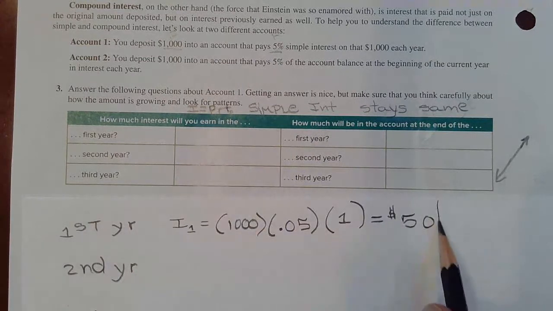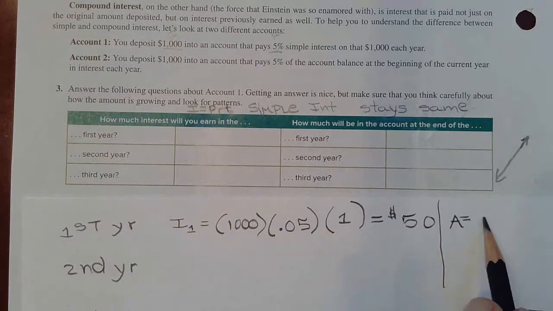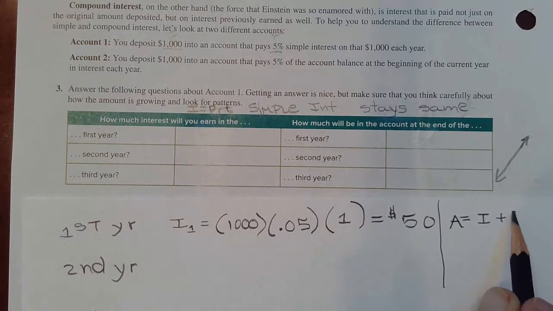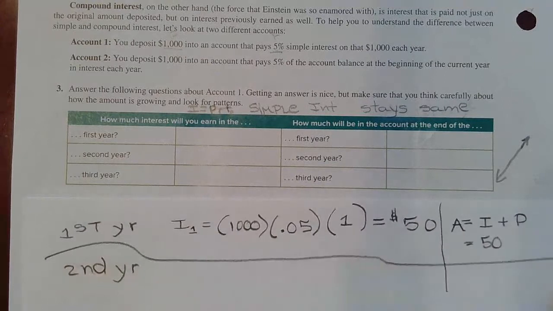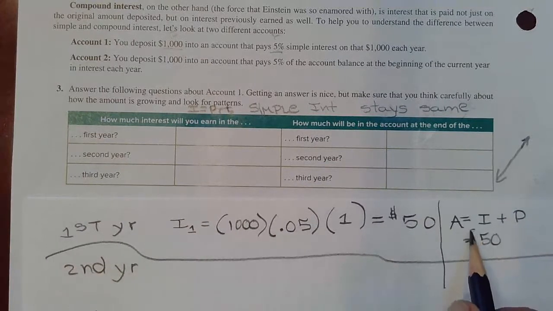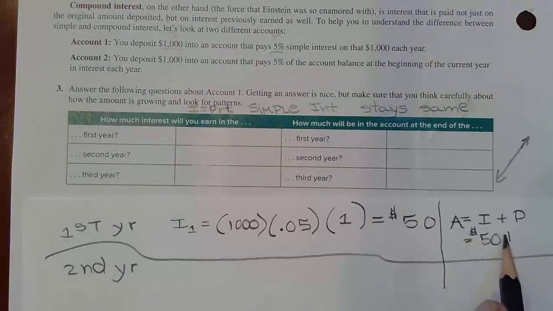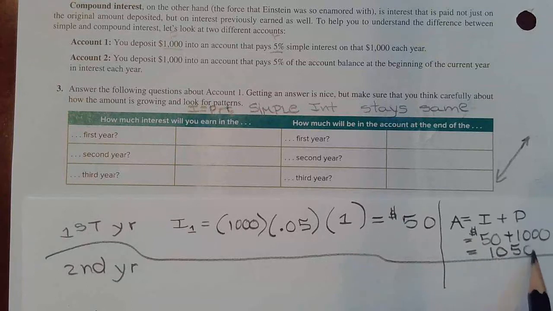If you want to fill in the second column, which is for the final amount, it'll be interest plus your principal. So the interest was $50, plus the principal, which puts you at $1,050.